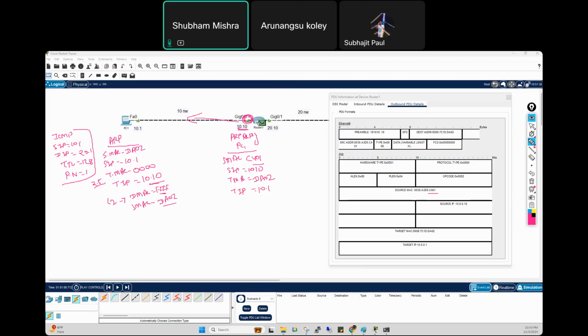अरे ये राउटर किसके लिए फॉरवर्ड कर रहा है? पीसी 1 के लिए भेज रहा है ना. राउटर के लिए टारगेट कौन है? पीसी है. तो टारगेट आईपी विल बी गाइस 10.1. क्लियर गाइस एवरीवन? राइट?